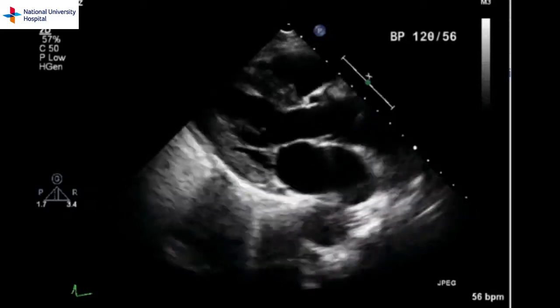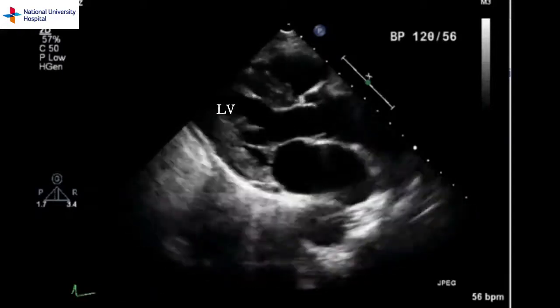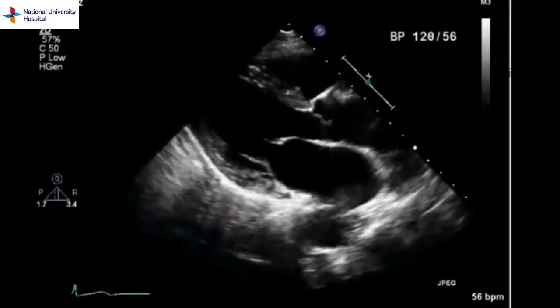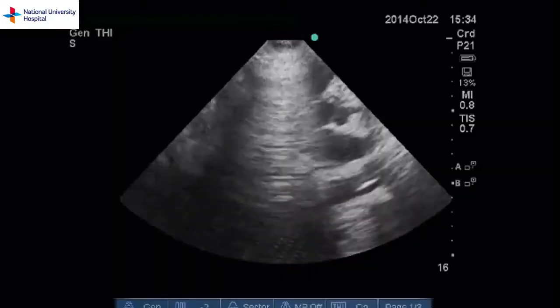Here we have a normal heart seen in PLAX view. Note the structures seen. Left ventricle, RV, ascending aorta, LA, MV and AV. Note the location of the descending aorta. An important landmark in differentiating pleural and pericardial effusions.